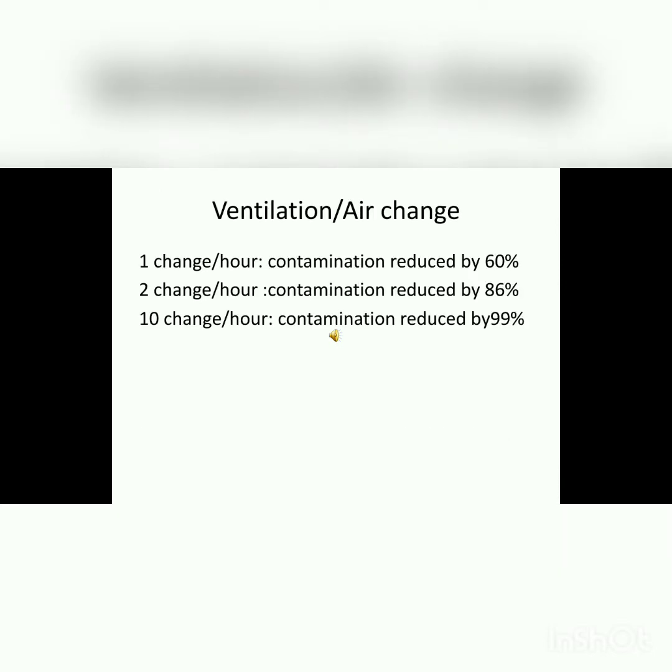Air change or ventilation in a room can reduce the contamination. If you change the air once in an hour, 60 percent can be reduced. If two air changes are done in an hour, 86 percent can be reduced, and with 10 air changes per hour you can reduce the contamination by 99 percent.